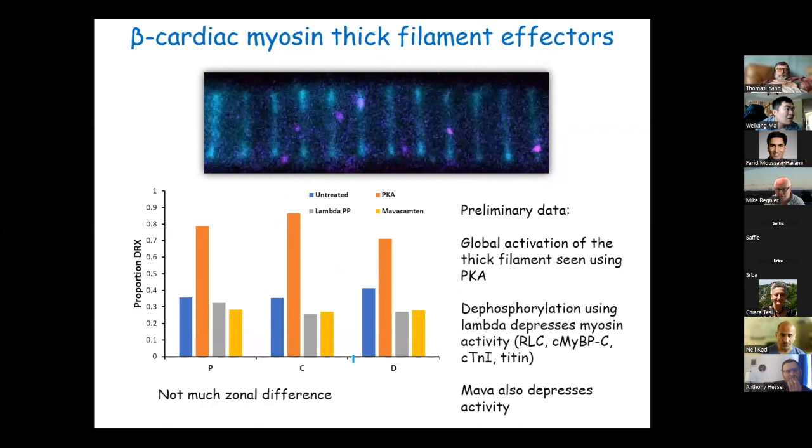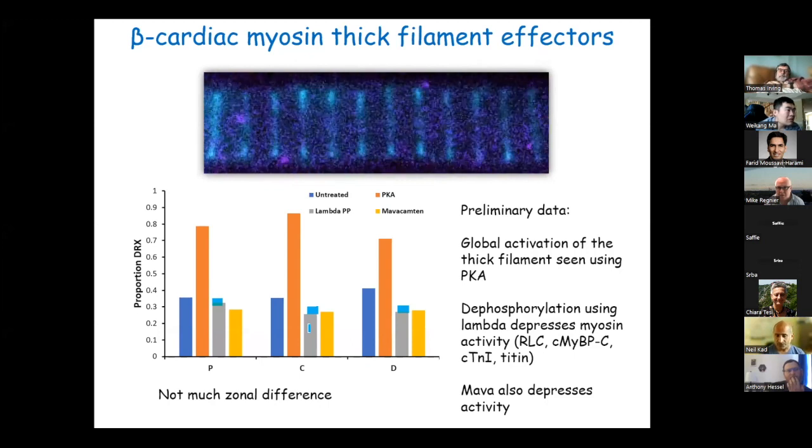But we've also dephosphorylated using lambda phosphatase, and that's what's shown in these grey bars. So in these grey bars, you can see that there's actually a reduction relative to untreated, probably less so in the P zone, but there's a reduction relative to untreated in the amount of DRX. So we're starting to see more SRX when we dephosphorylate, and the dephosphorylation will include dephosphorylation of RLC, myosin binding protein C, TNI, and titin. And so that complete loss of phosphorylation really seems to shut down the thick filament.